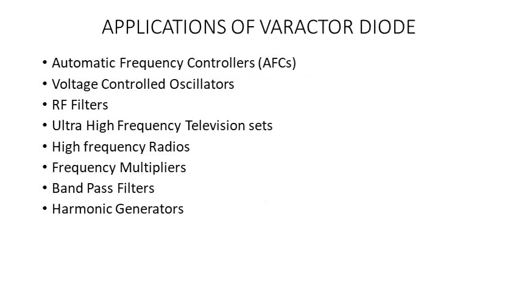The applications of the varactor diode: you can use it in RF filters, voltage controlled oscillators, high frequency radios, band pass filters. See, where all you are supposed to make it act as a capacitance, as a variable capacitor, there you will be able to find the applications of the varactor diode.